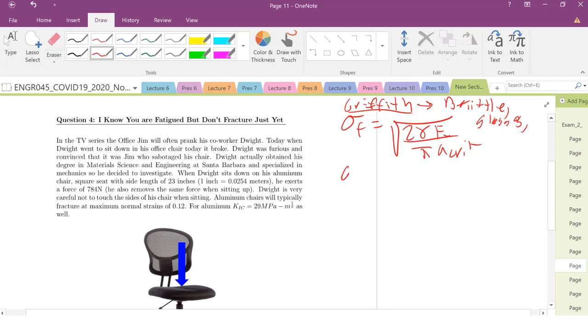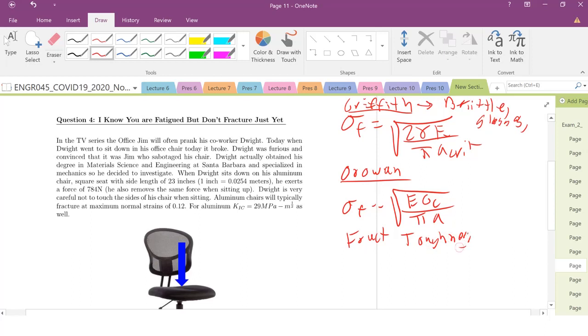We also have our Orowan criteria, which is very similar. So we have our stress at fracture equal to the square root of our Young's modulus E times G sub C, which is the strain energy release rate, divided by, again, pi a. And then we have our fracture toughness, which is going to be equal to K sub C, depending on what type of loading state we're in. F is a constant, set that equal to 1, times stress times the square root of pi a.